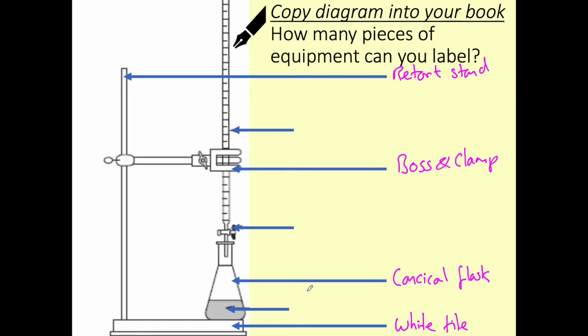In this conical flask, we're going to have either an acid or an alkali, but with an indicator. So a solution with an indicator. We've then got our burette here, and this is the tap of the burette. And within the burette, we're going to have the other solution, acid or alkali, depending on how we're setting up this apparatus.